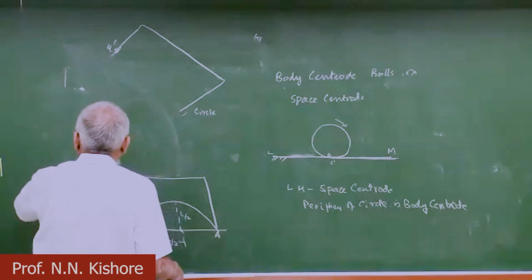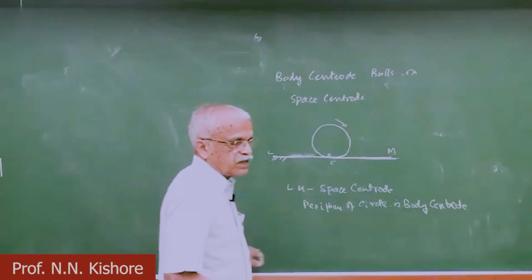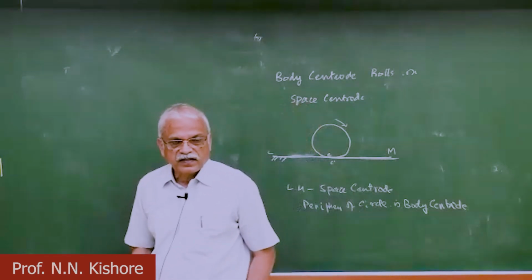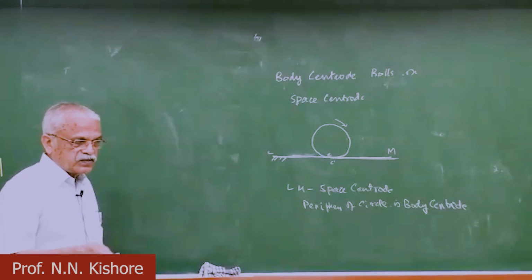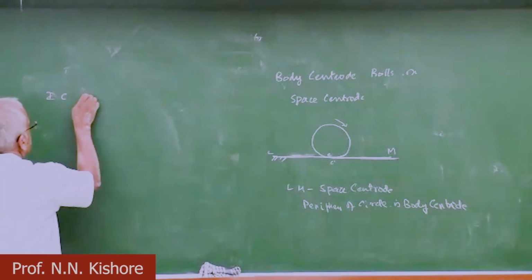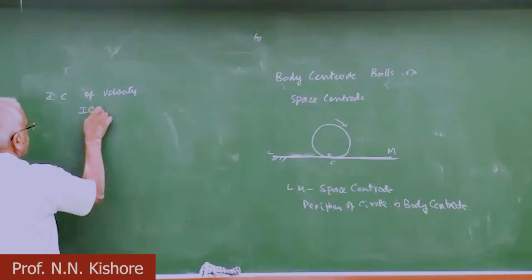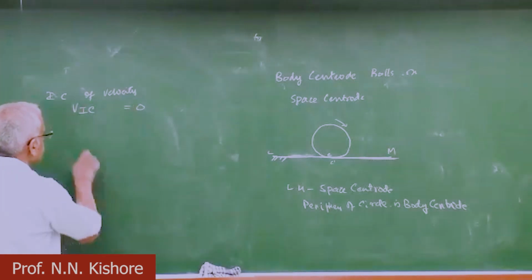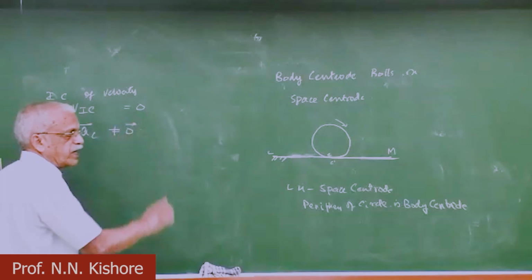And one last thing before we finish up this instantaneous center: is it also the instantaneous center of acceleration? That's number one. Is the acceleration 0? It's only the velocity that is 0. So the instantaneous center here of velocity is 0, V of IC is 0. But acceleration is not necessarily 0, and it will not be 0.